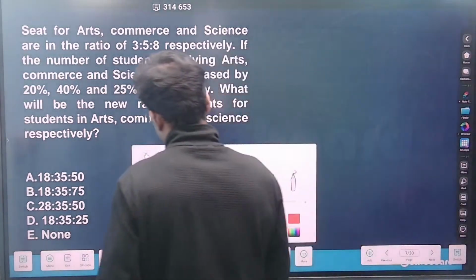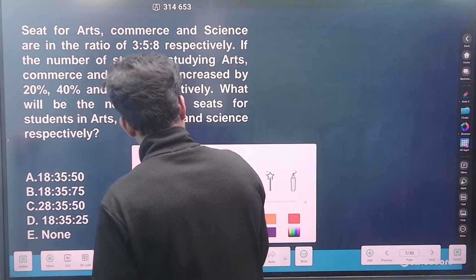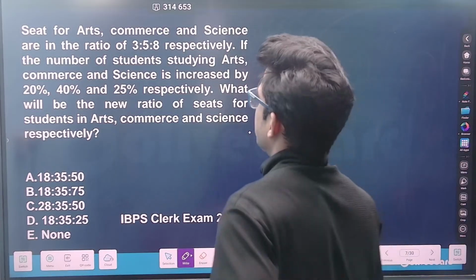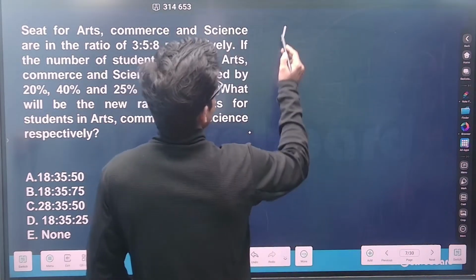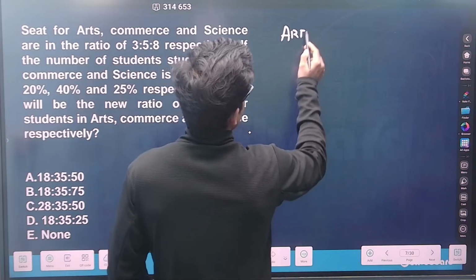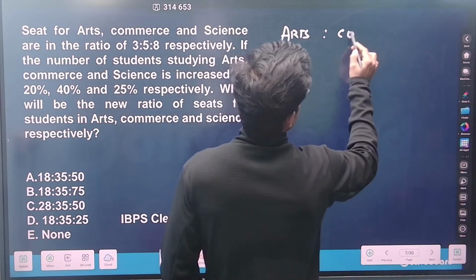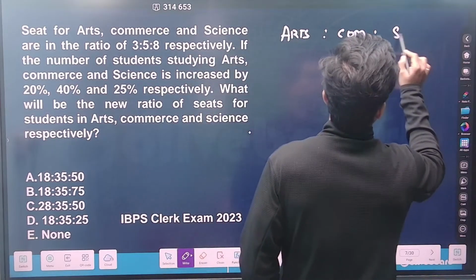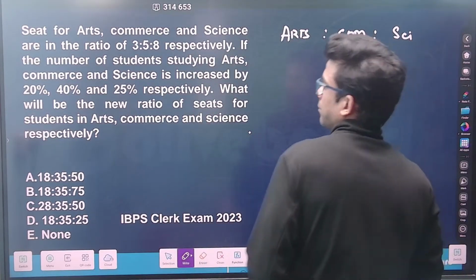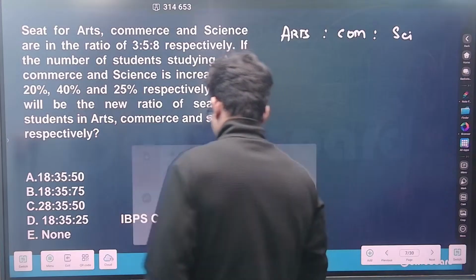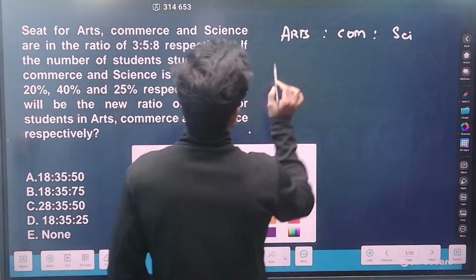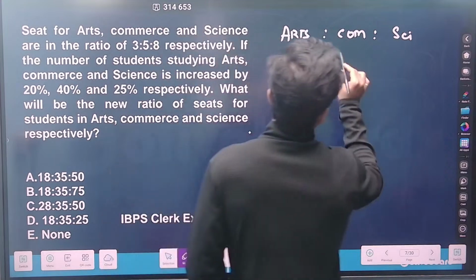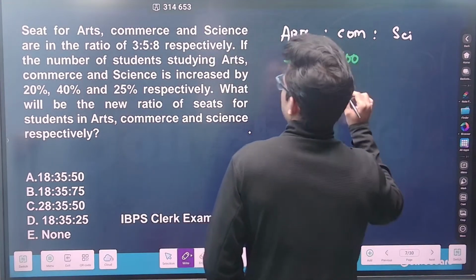See guys. Seat of arts, commerce and science. So we have arts, we have commerce and we have science. Okay. They're in the ratios. So they're talking about the ratio. Ratio is basically 300, 300, 500 and 800.